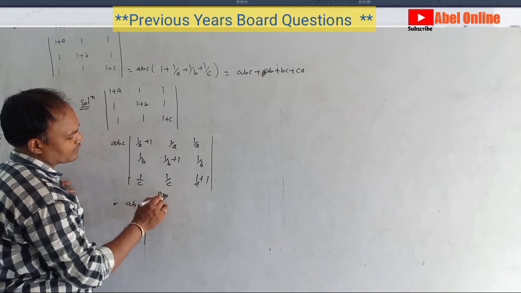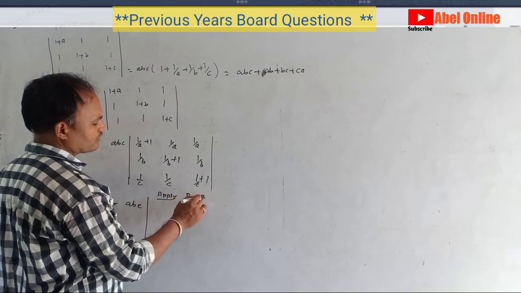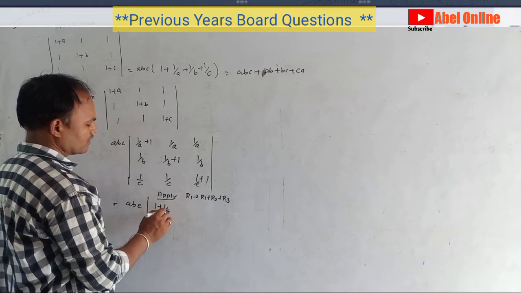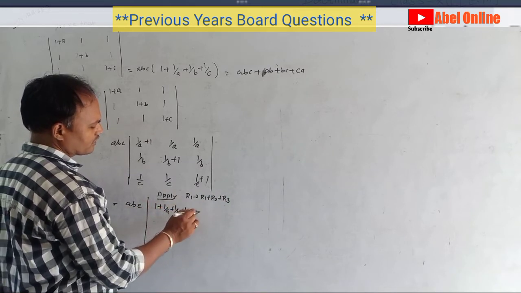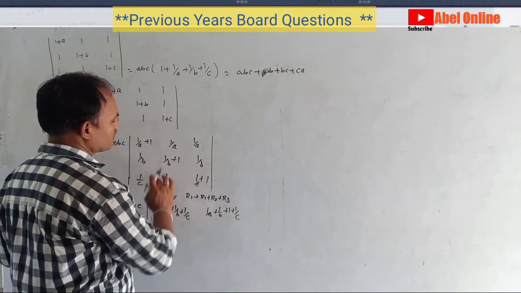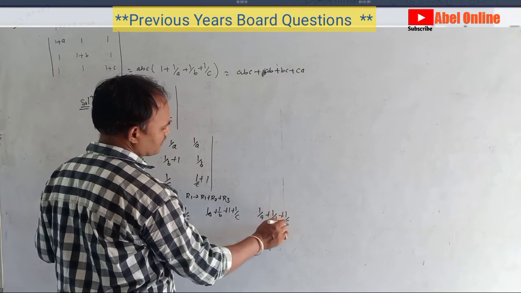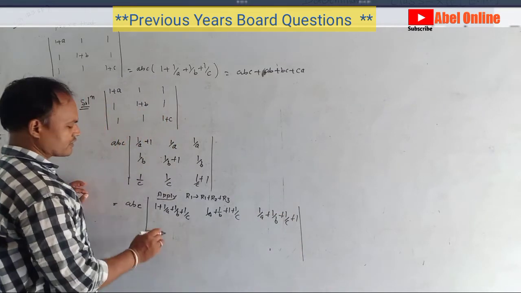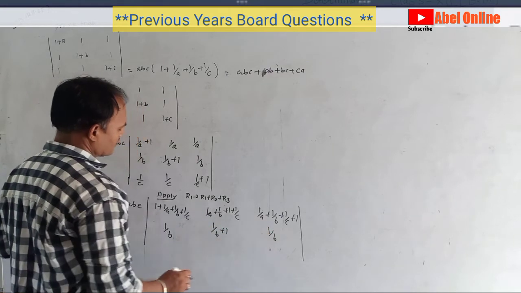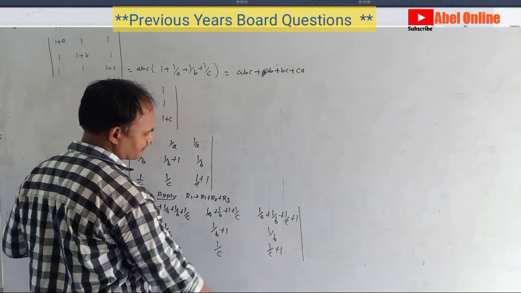So what can I apply? I am going to apply R1 tends to R1 plus R2 plus R3. What happens here? It is 1 plus 1 upon a plus 1 upon b plus 1 upon c. Here it is 1 upon a plus 1 upon b plus 1 upon c. Add them and add them also: 1 upon a plus 1 upon b plus 1 upon c plus 1. Other elements are the same, that is 1 upon b plus 1, 1 upon c, 1 upon c, 1 upon c plus 1.